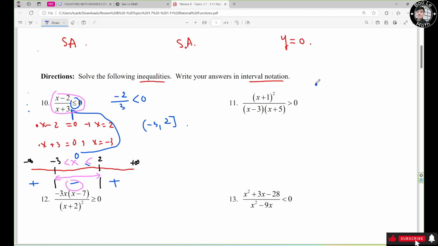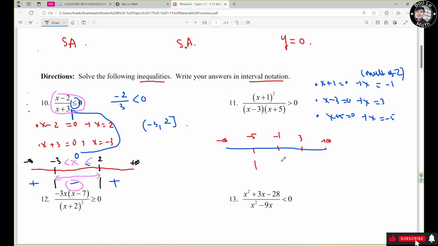Now let's move on to number 11 right here. I need to find the zeros. So s plus 1 equals 0, so s equals negative 1. Second one, s minus 3 equals 0, so s equals 3. Third one, s plus 5 equals 0, so s equals negative 5. Now be careful, s equals negative 1 has a multiplicity of 2.